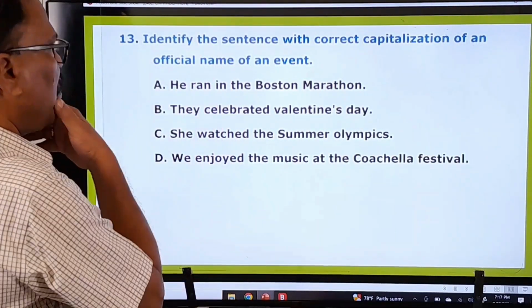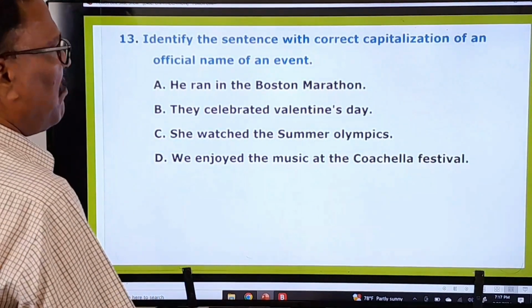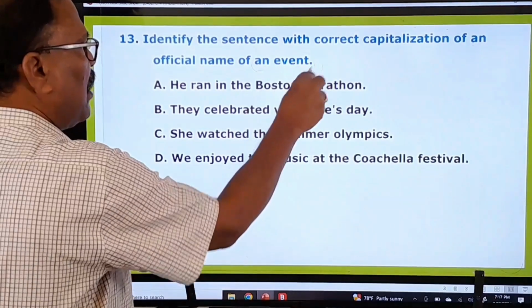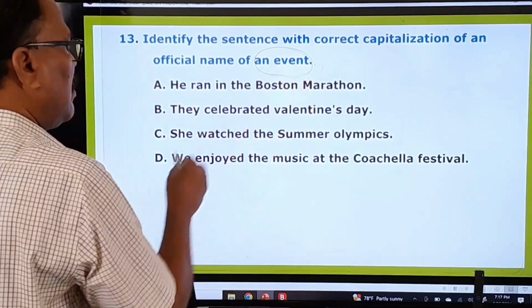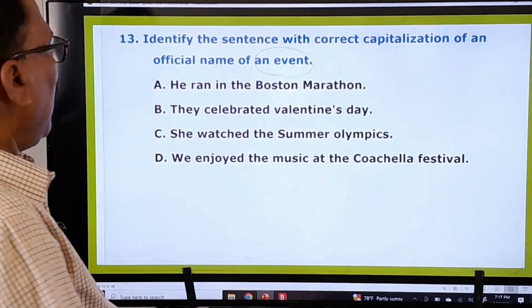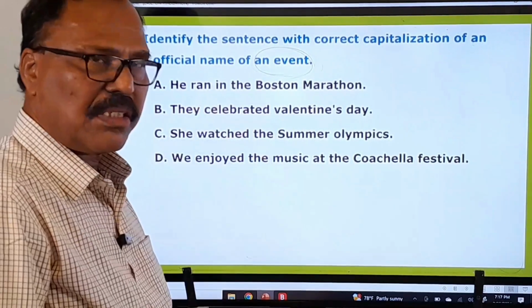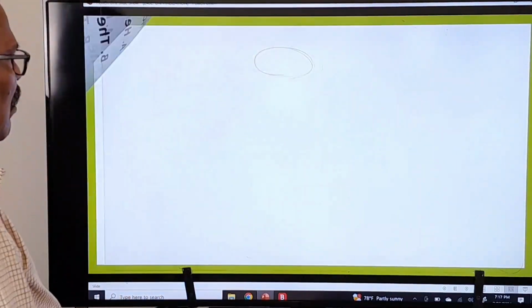This is the last question. Identify the sentence with the correct capitalization of an official name of an event. Official name of an event. These are the 4 options. Choose the correct answer. And for these questions also I have given you the answers. You can look at the answers.